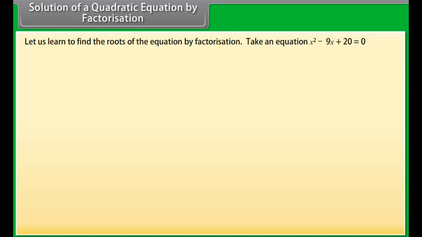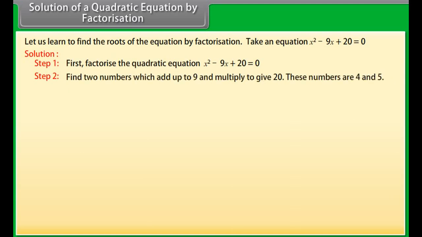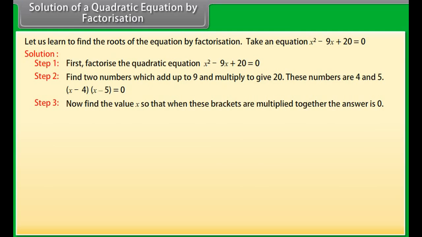Solution of a quadratic equation by factorization. Let us learn to find the roots of the equation by factorization. Take the equation x square minus 9x plus 20 is equal to 0. Solution. First, factorize the quadratic equation x square minus 9x plus 20 is equal to 0. Find two numbers which add up to 9 and multiply to give 20. These numbers are 4 and 5. x minus 4 into x minus 5 is equal to 0.